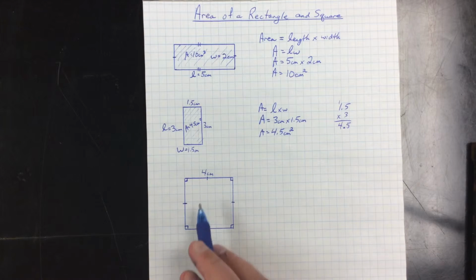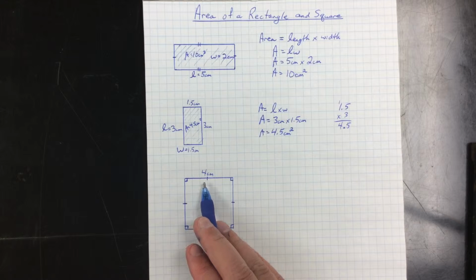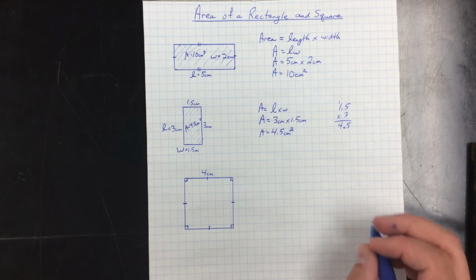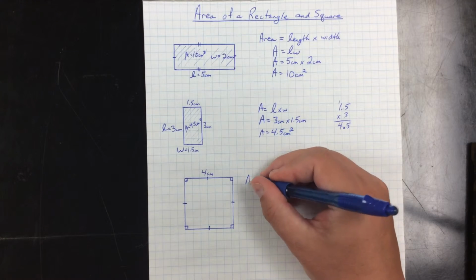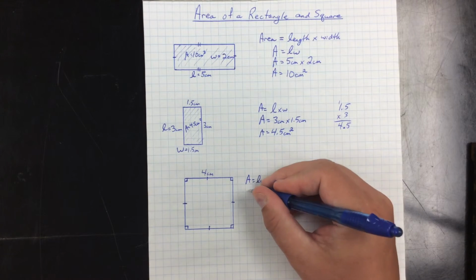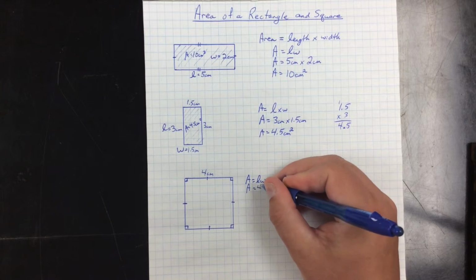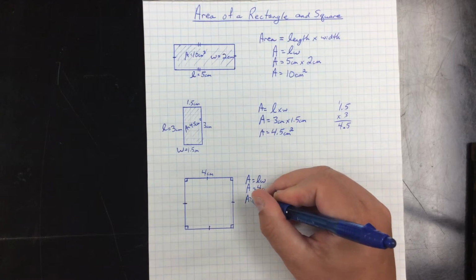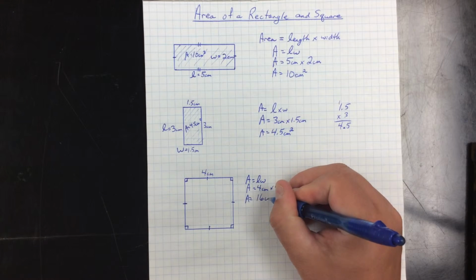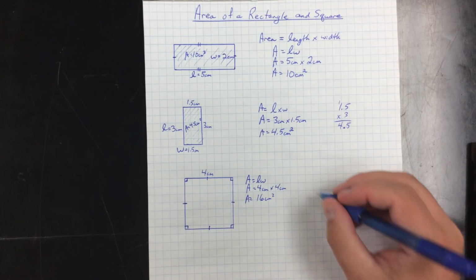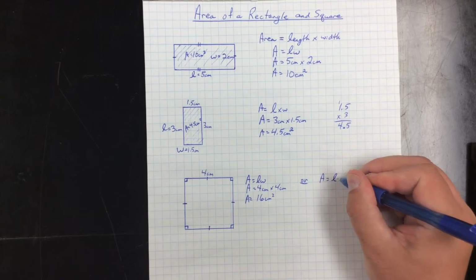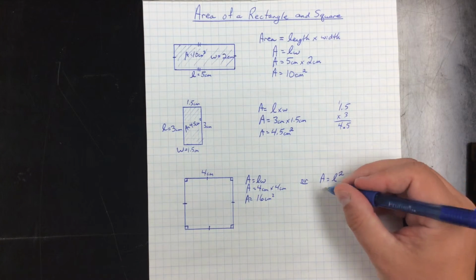Alright, for this square at the bottom, because it's a square, a regular polygon, all the sides are the same length, we could think of this in two different ways. We could use the formula that we already have, length times width. The length is 4 centimeters, the width is 4 centimeters, which gives us an area of 16 centimeters squared. Or we could think of this as area is equal to the length squared, which is going to get us the same answer, same number of steps. It's just a different way of thinking of it.